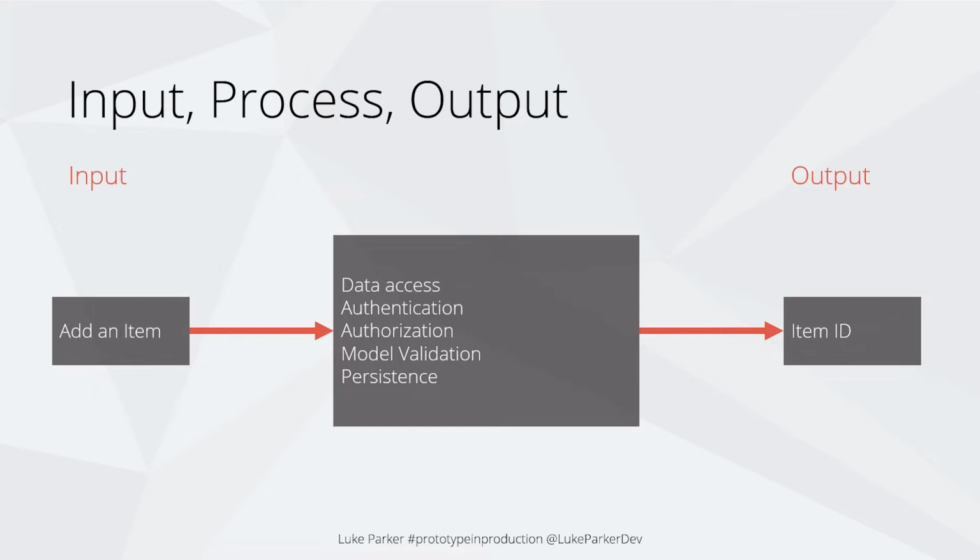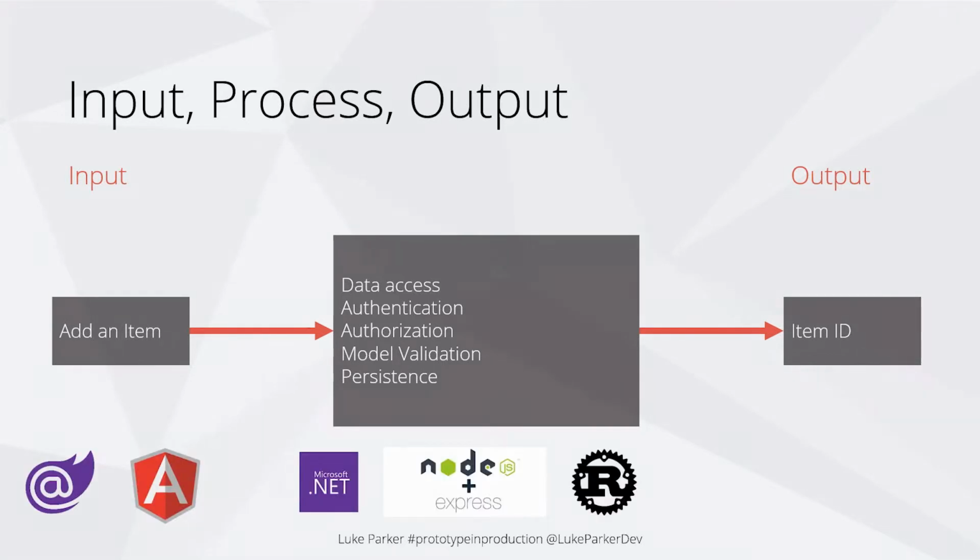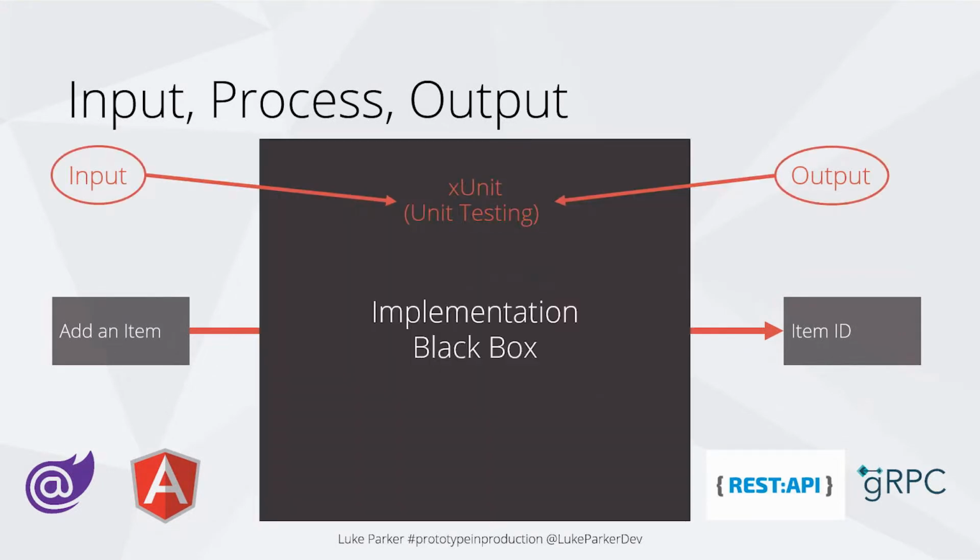If this is an API, you might have the input as a JSON body. It processes, like in this example, data access, and so on. And the output is the JSON body straight back to the client. So this input, process, output can be anything. Now they can be implemented in various ways, right? But if we keep in mind that the middle section is a black box, the implementation doesn't matter. To know that this works, we can check the input and the output, right?